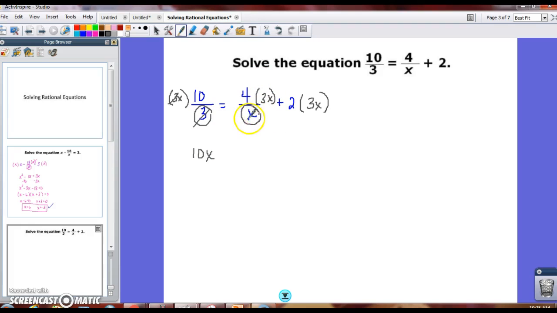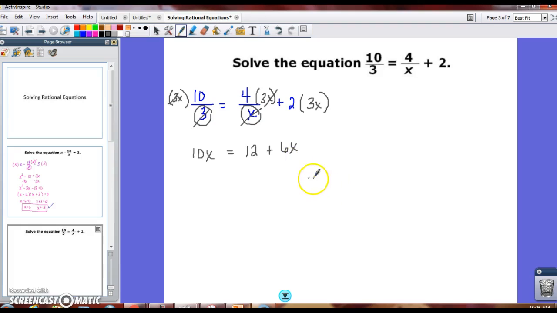Here I have an x in the numerator and an x in the denominator, so those will cancel, but I still have 4 times 3. That gives me 12. And here I don't have a denominator, so there's nothing to cancel. You only cancel when you have something in the numerator and something in the denominator. So that would just be 6x.